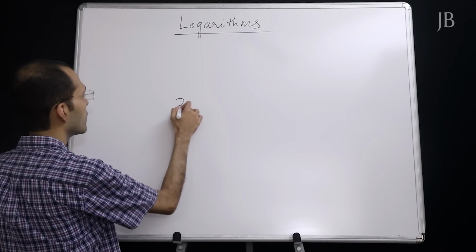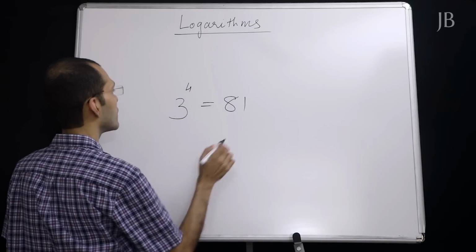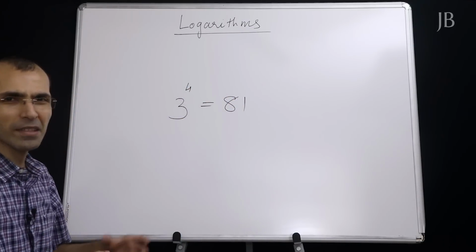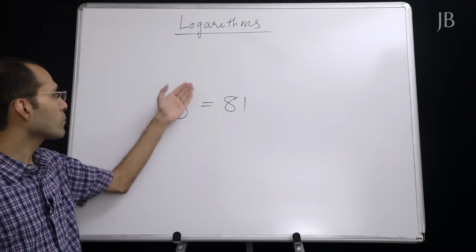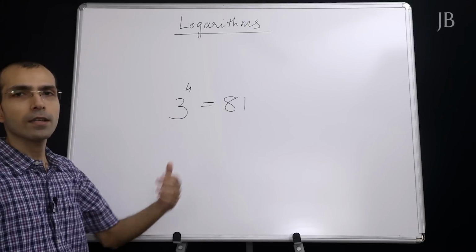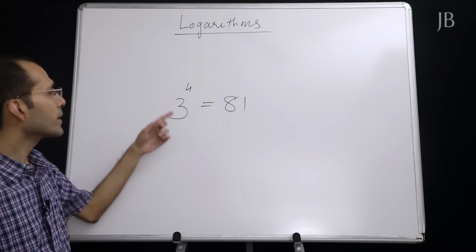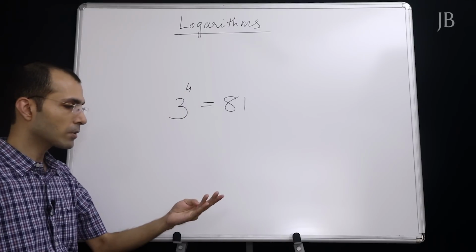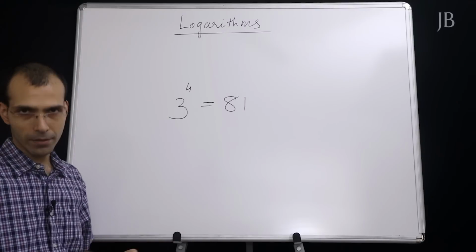Now 3 raised to 4 is what? 81. This you are fine with, right? 3 into 3 into 3, 4 times. So 3 raised to 4 is 81. Be careful. 3 raised to 4 is not 3 into 4. 3 raised to 4 is 3 into 3 into 3 into 3, 4 times. So that is 81.